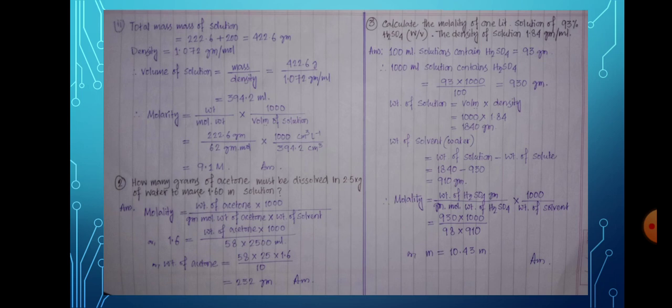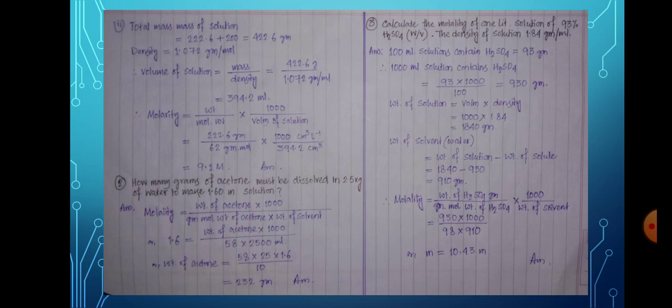Now question number 3. Calculate the molality of a 1 liter solution of 93% H2SO4 weight by volume. The density of the solution equals 1.84 gram per ml. We know 100 ml solution contains H2SO4 equal to 93 gram. Therefore 1000 ml solution contains sulfuric acid equal to 930 gram.